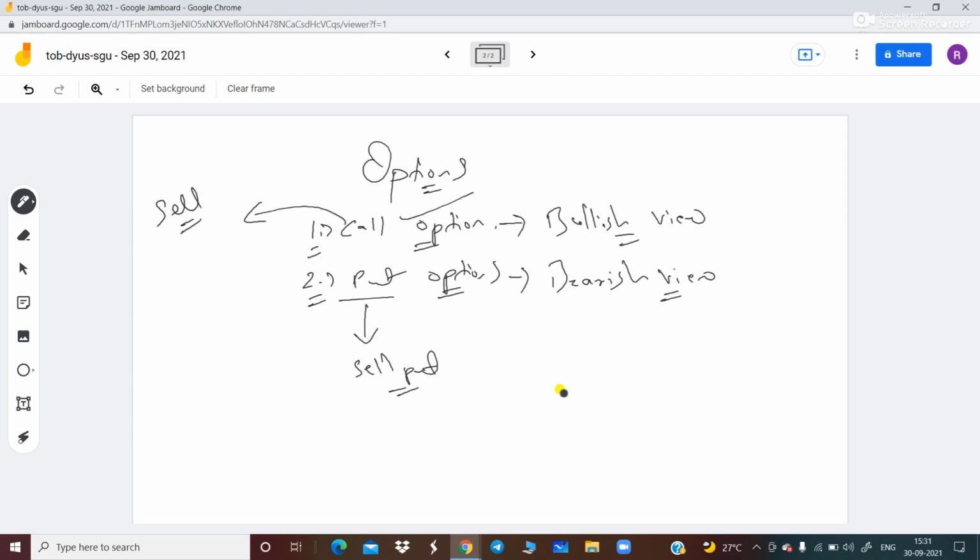So let me make this one thing very clear. Options were never meant to make profit from buying. They were always meant to make profit by selling them. Because they have theta. Theta is one of the option Greeks. We'll come to that chapter in coming days, coming sessions. So there are four types of option Greeks. One of them is theta.